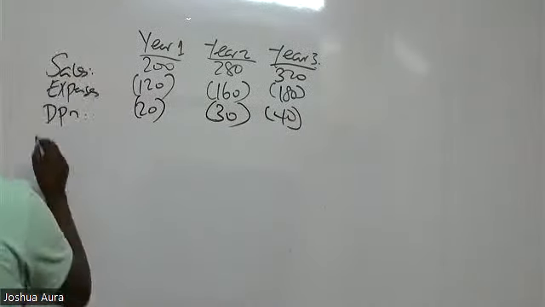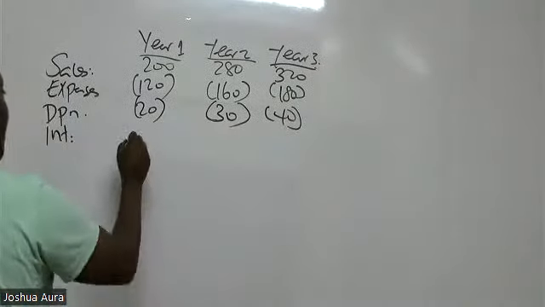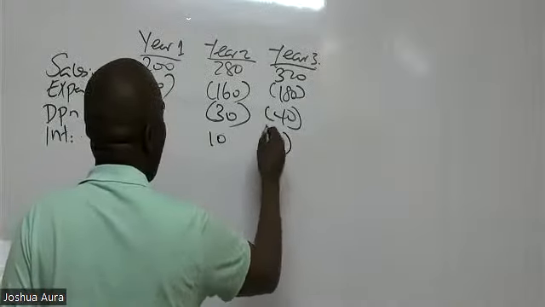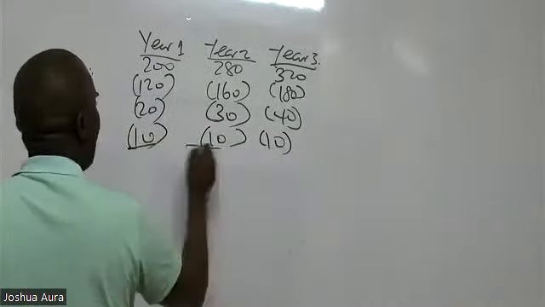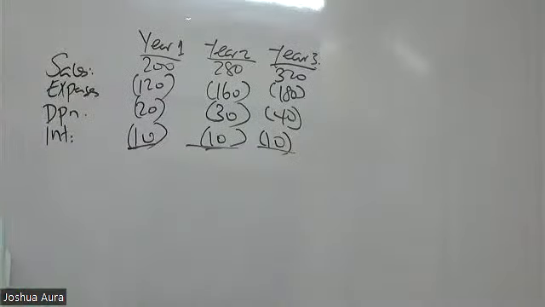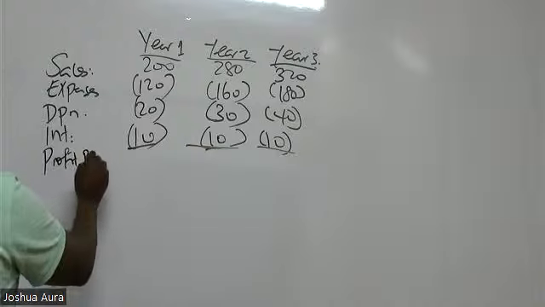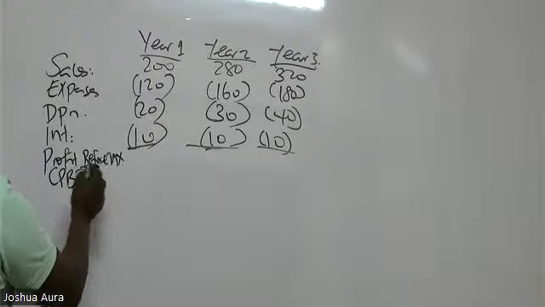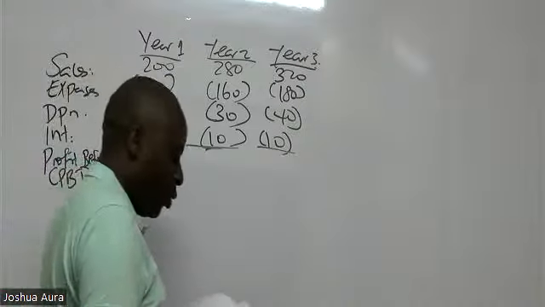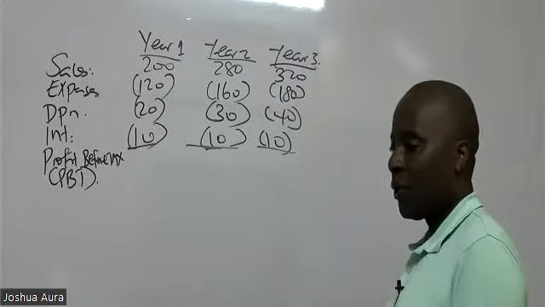And then I can see interest. I can see interest charge. I can see 10, like that. And that is it. So could you kindly come here and then give us profit before tax. PBT. Give us profit before taxation.